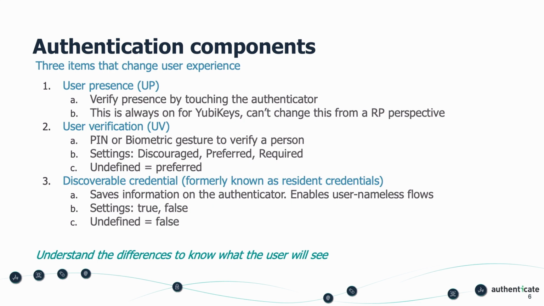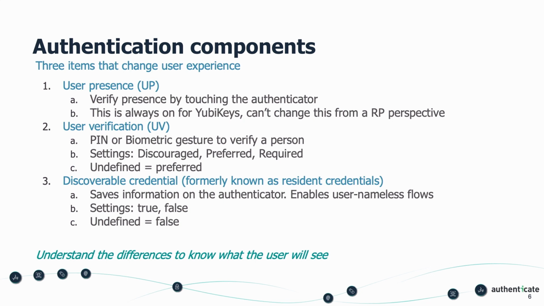So first one up, user presence, also known as UP. Pretty straightforward. You're verifying that someone is there, right? Something is present. They're going to touch the blinking FIDO authenticator, right? Touch it, boom. That satisfies your UP, right?